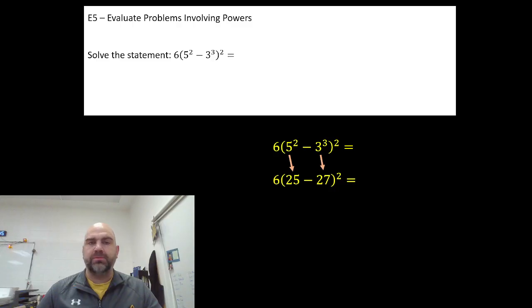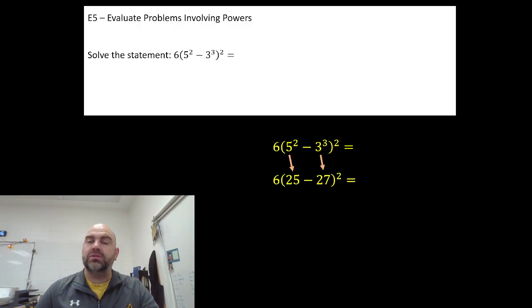Now you'll notice there's one more exponent on the outside yet, but we haven't finished the bracket piece yet, so we can't square what's inside the brackets until we have solved the bracket piece. Okay, and that's important that we understand. We have to take care of what's inside the brackets first.